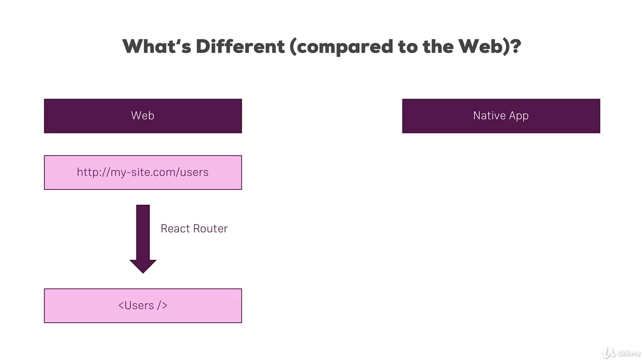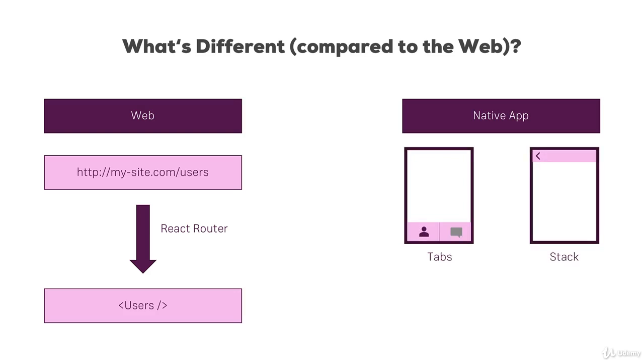Now, in a native app, we obviously don't navigate around with URLs. Instead, we might have tabs. Or we have a stack-based navigation where we can tap a button, we're taken to the next page, and then we get this back button to go back. These are typical navigation solutions or approaches in native apps.